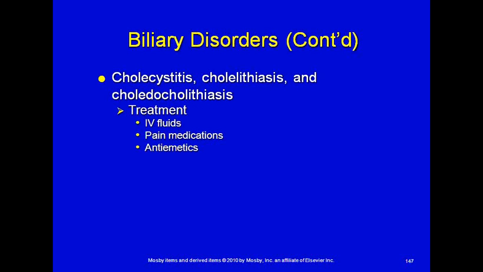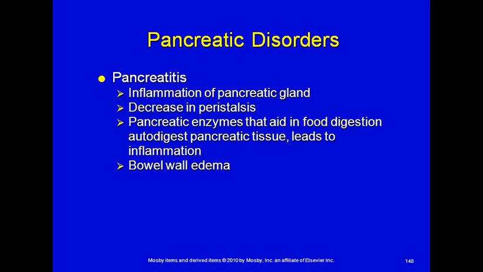Treatment for gallbladder disease: IV fluids, if there's been a lot of vomiting and volume loss. Pain medications if they're in a lot of pain, so morphine, fentanyl, and then antiemetics like Zofran if they've got a lot of nausea.